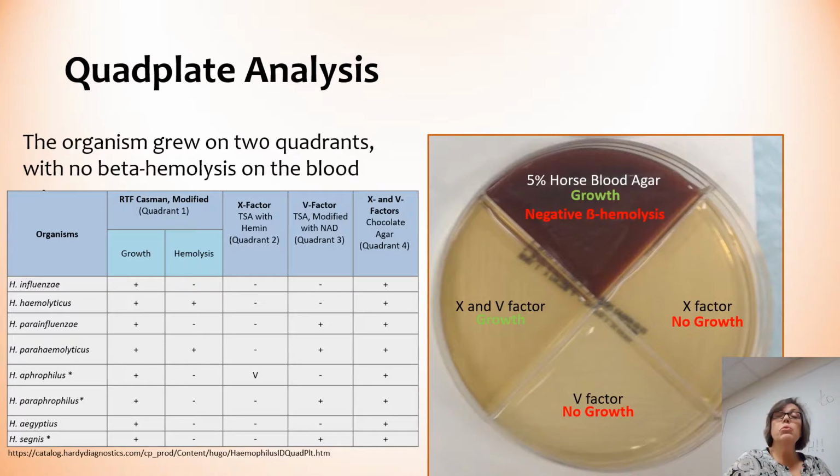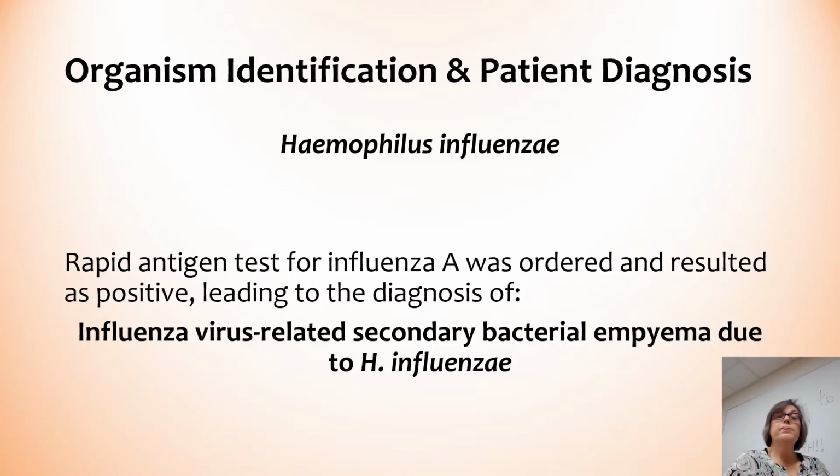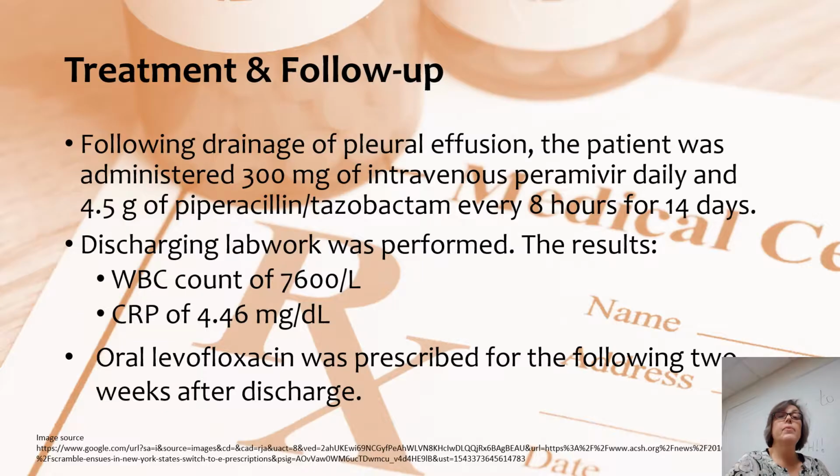My organism grew on the 5% horse blood agar and on the X and V factor. It did not grow on X alone or V alone. Therefore, identifying Haemophilus influenzae. A rapid antigen test for influenza A was also performed on this patient, and it was positive. So his primary diagnosis was influenza virus-related secondary bacterial infection due to Haemophilus influenzae.